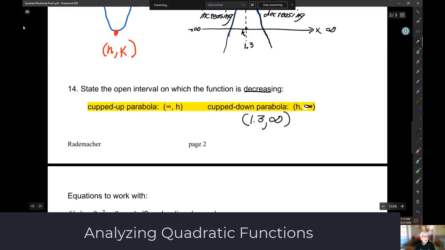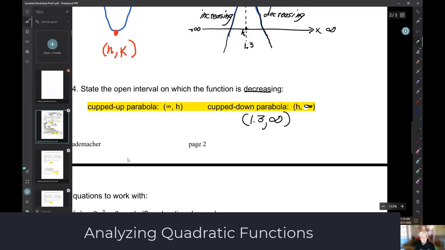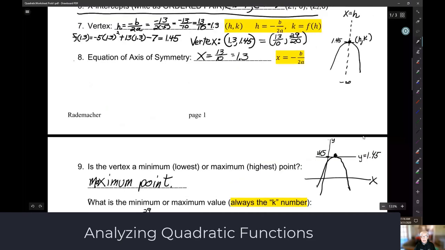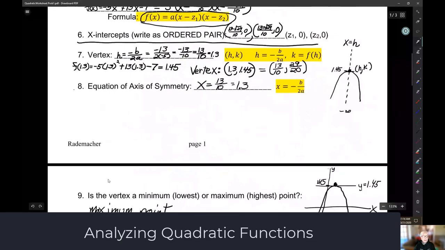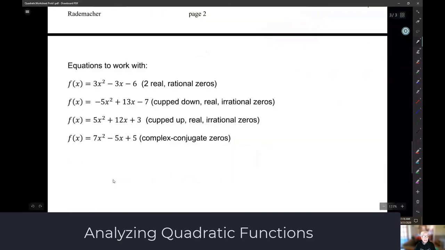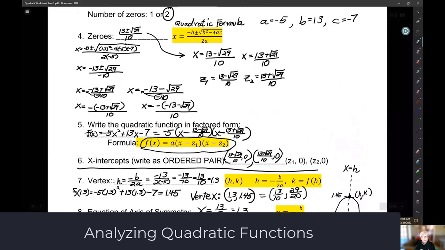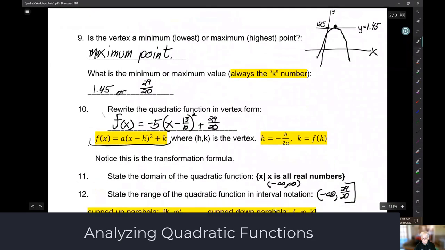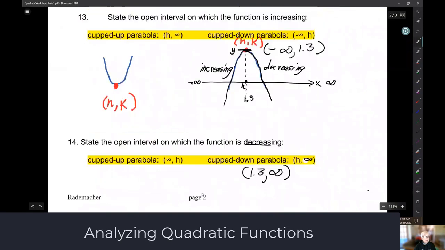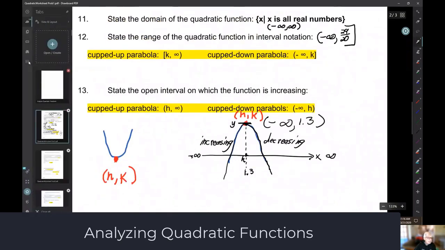There now. Discussion about the vertex stuff. Yeah, from question 7 down to question 14. Let's do another one. And I do have another one. So let me save this.